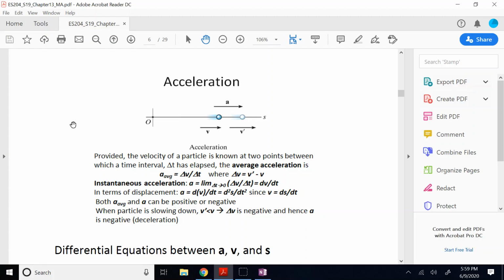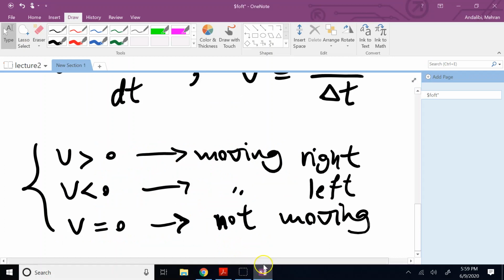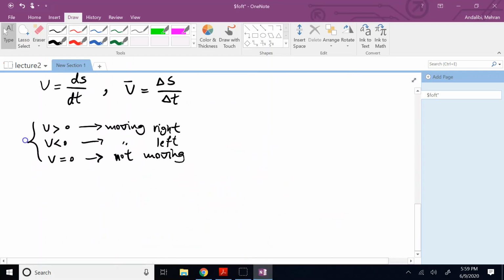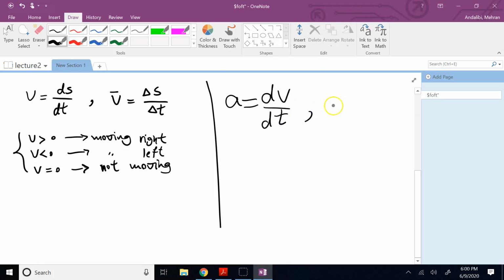Now, what's the meaning of positive, negative, or zero acceleration? Let's take a look at this, because this is one of the things that my students sometimes are confused about. So these were what? Instantaneous and average velocity, and the meaning of that. Now, instantaneous acceleration is defined as dv over dt, and average acceleration is defined as what? Delta v over delta t.